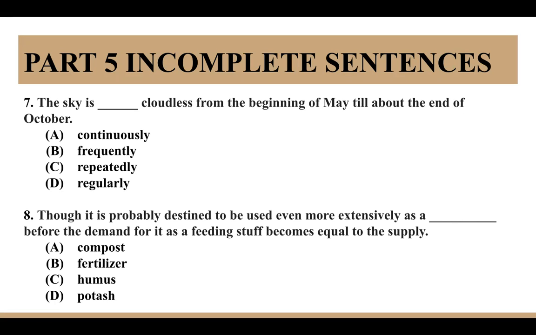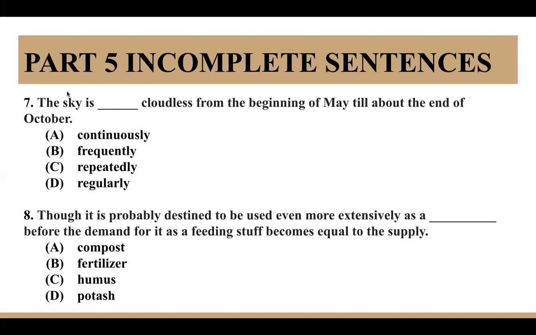from the beginning of May till about the end of October. A, continuously cloudless. Frequently cloudless. Is that okay? Or repeatedly, again and again, cloudless. I don't think that it could fit for this blank. Or even regularly. Regularly is normal, right?